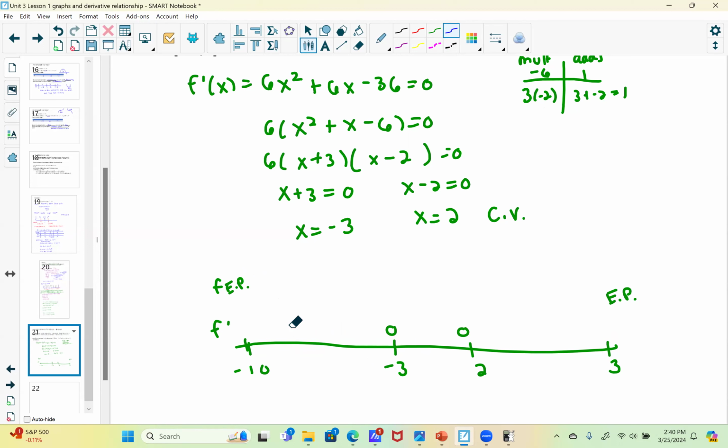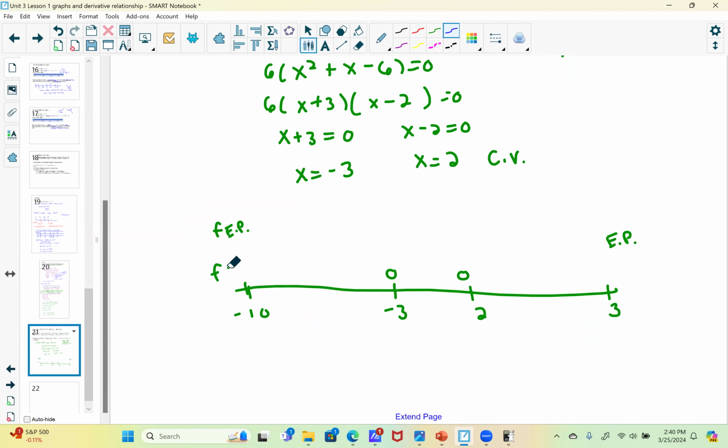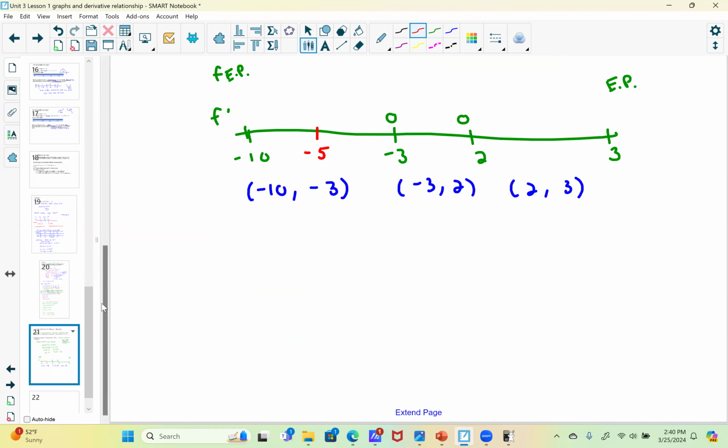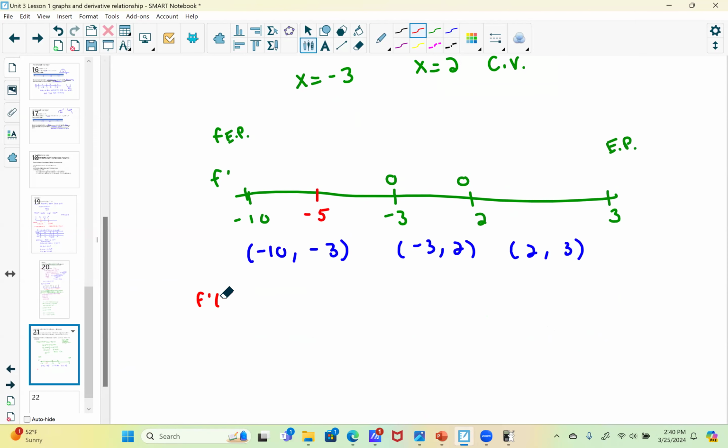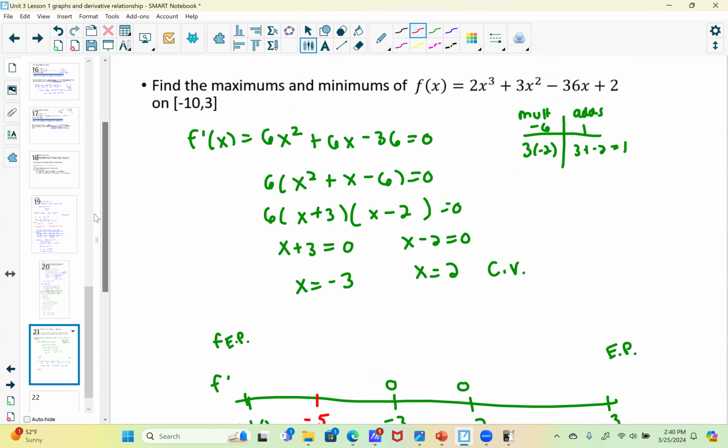So I have to figure out in each interval if my function is increasing or decreasing, which means I have to figure out if the derivative is positive or negative in each interval. So I pick again my test points. My intervals are -10 to -3, that's my first interval. My second interval is -3 to 2. And my third interval is from 2 to 3. I need a test point in each of those intervals. So from -10 to -3, I'll just do -5. And we plug it in again to the derivative to figure out if it's positive or negative.